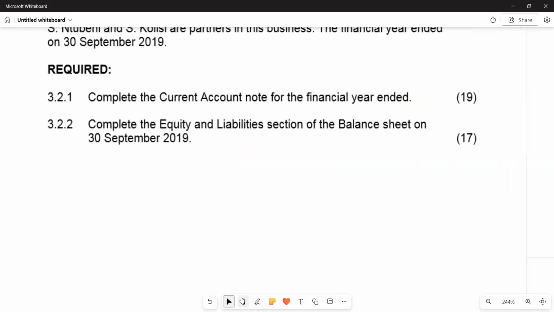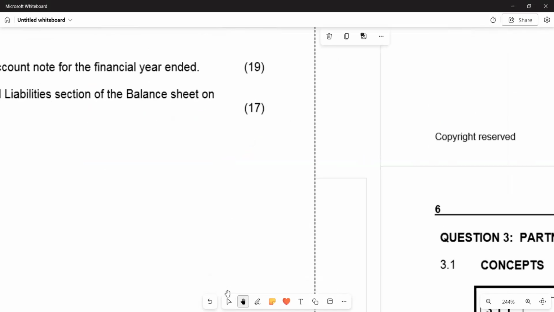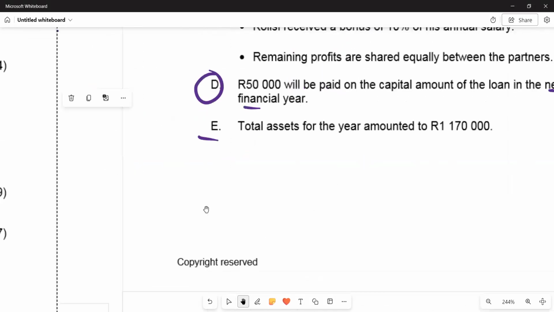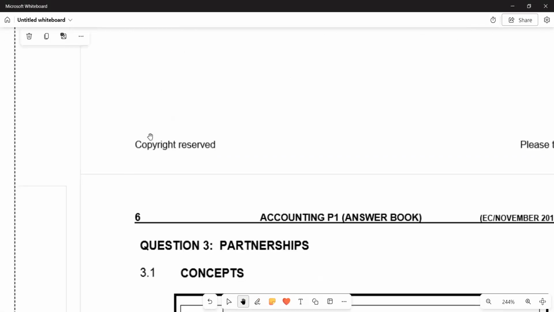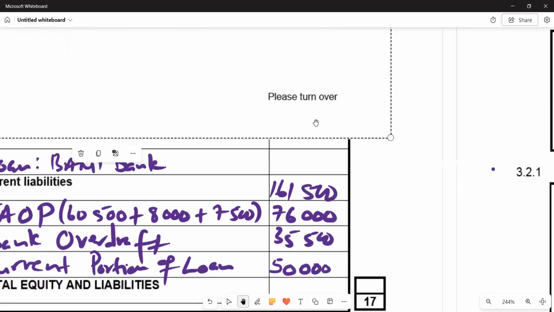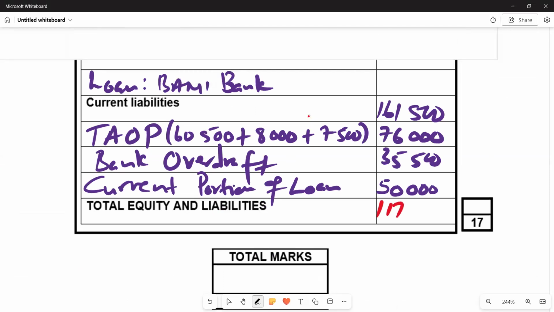Right, we go to the statement in the additional information, which says total assets for the year amounted to 1,170,000. So this is the same figure for owner's equity plus liabilities. We are going to take that figure, 1,170,000, and put it as our total equity and liabilities here, which is 1,170,000.